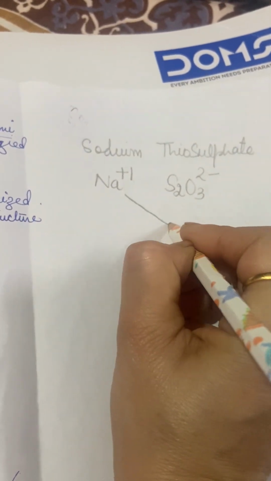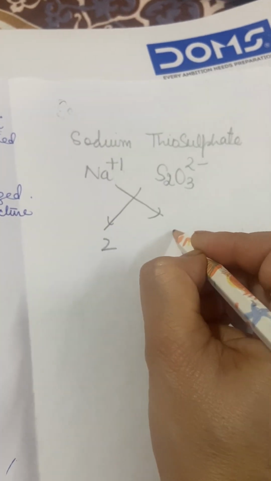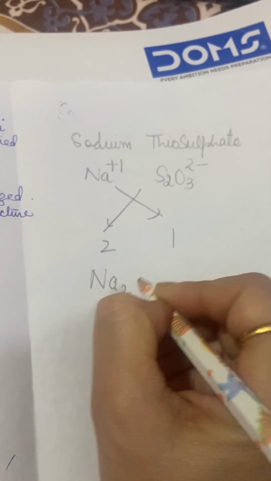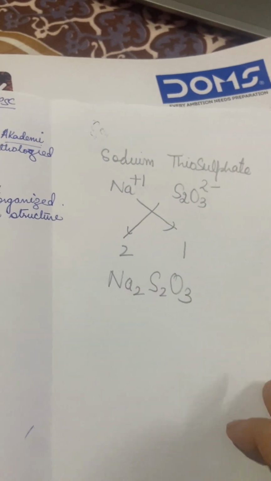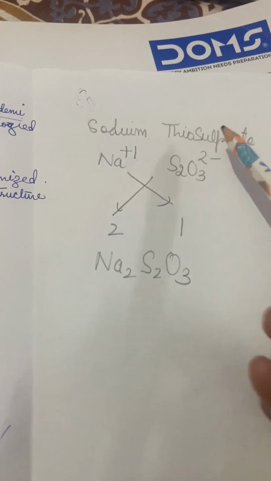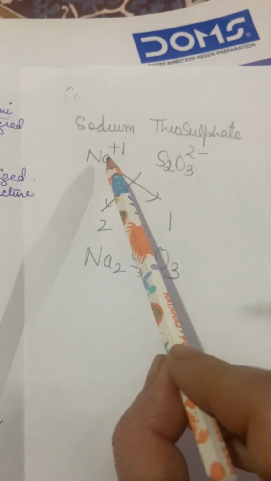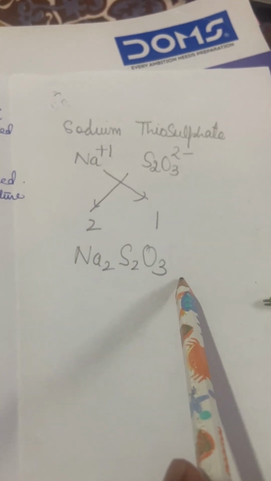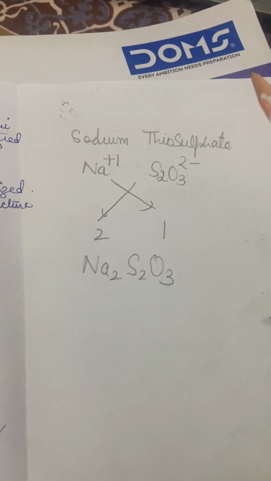Again, we will crisscross the valencies. It will be 2 here, it will be 1 here. So multiplying, we get Na2S2O3. Only you have to remember that when you are deriving a chemical formula, your basic concepts of the anion and cation should be clear. Okay, right? Otherwise, if the symbols are not learned by you, then it can create a problem for you.